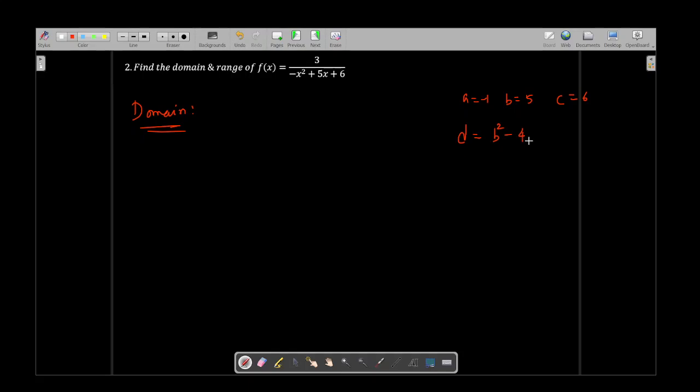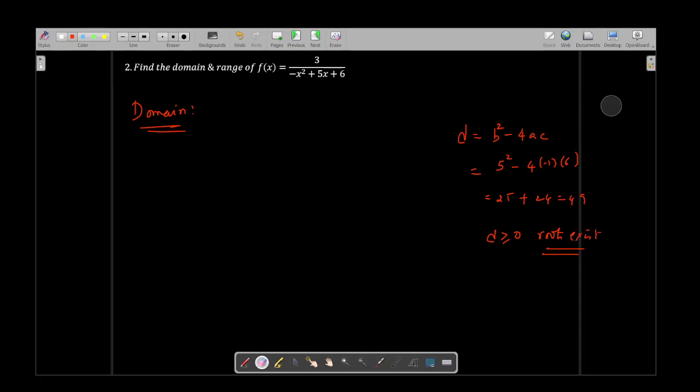Discriminant is b square minus 4ac. B is 5, so b square is 5 square, and 4 into minus 1 into 6. This is 25 plus 24, which is 49. So D is positive, so roots exist. If roots exist, let us find the roots.